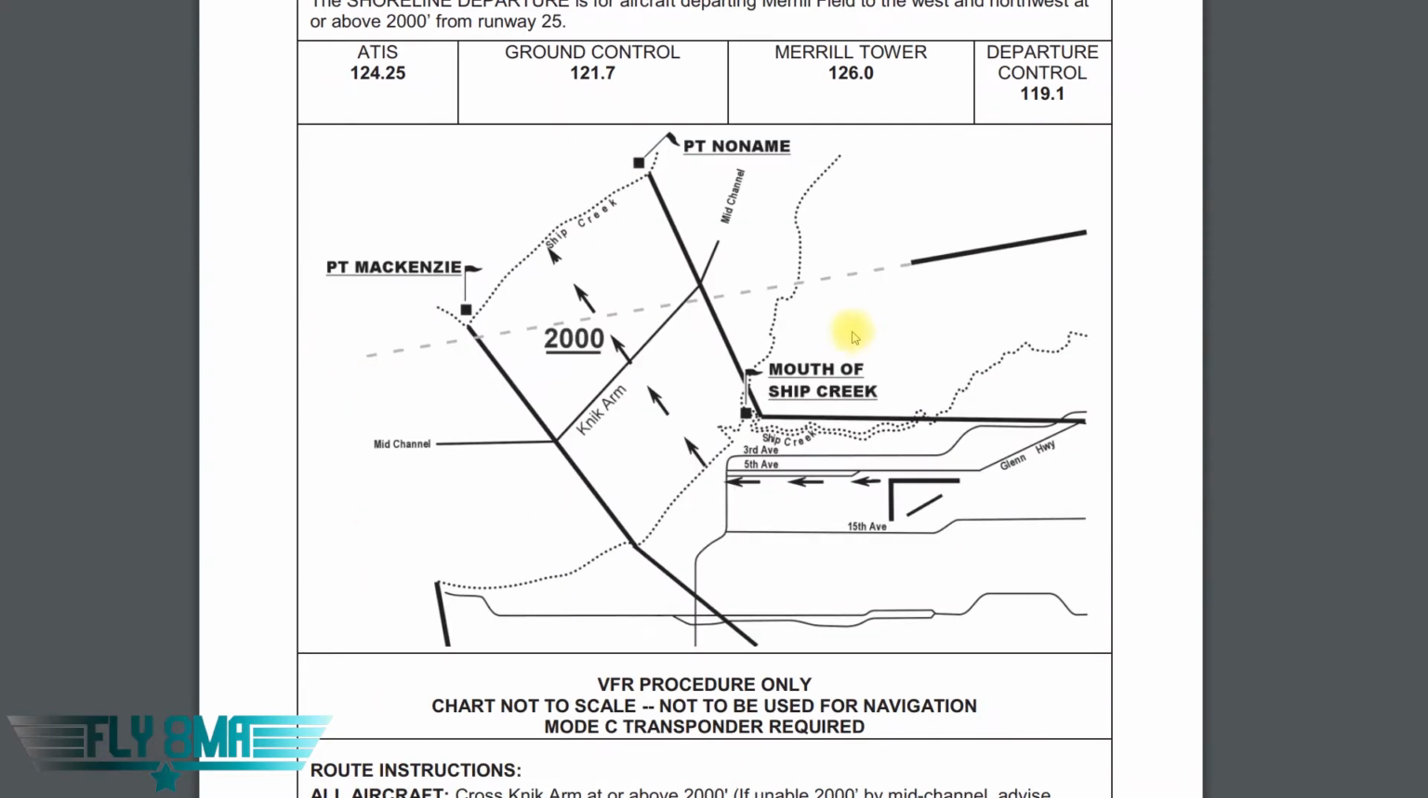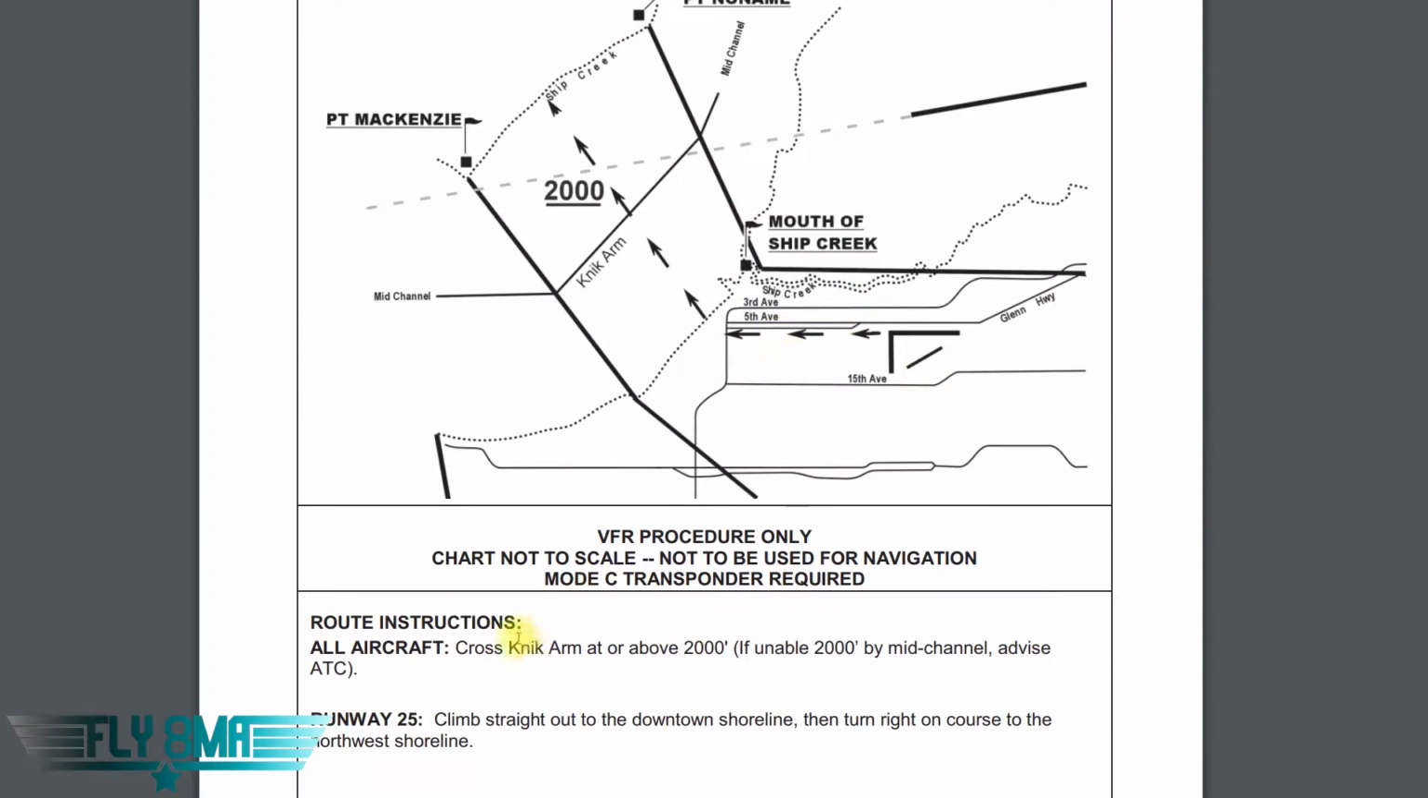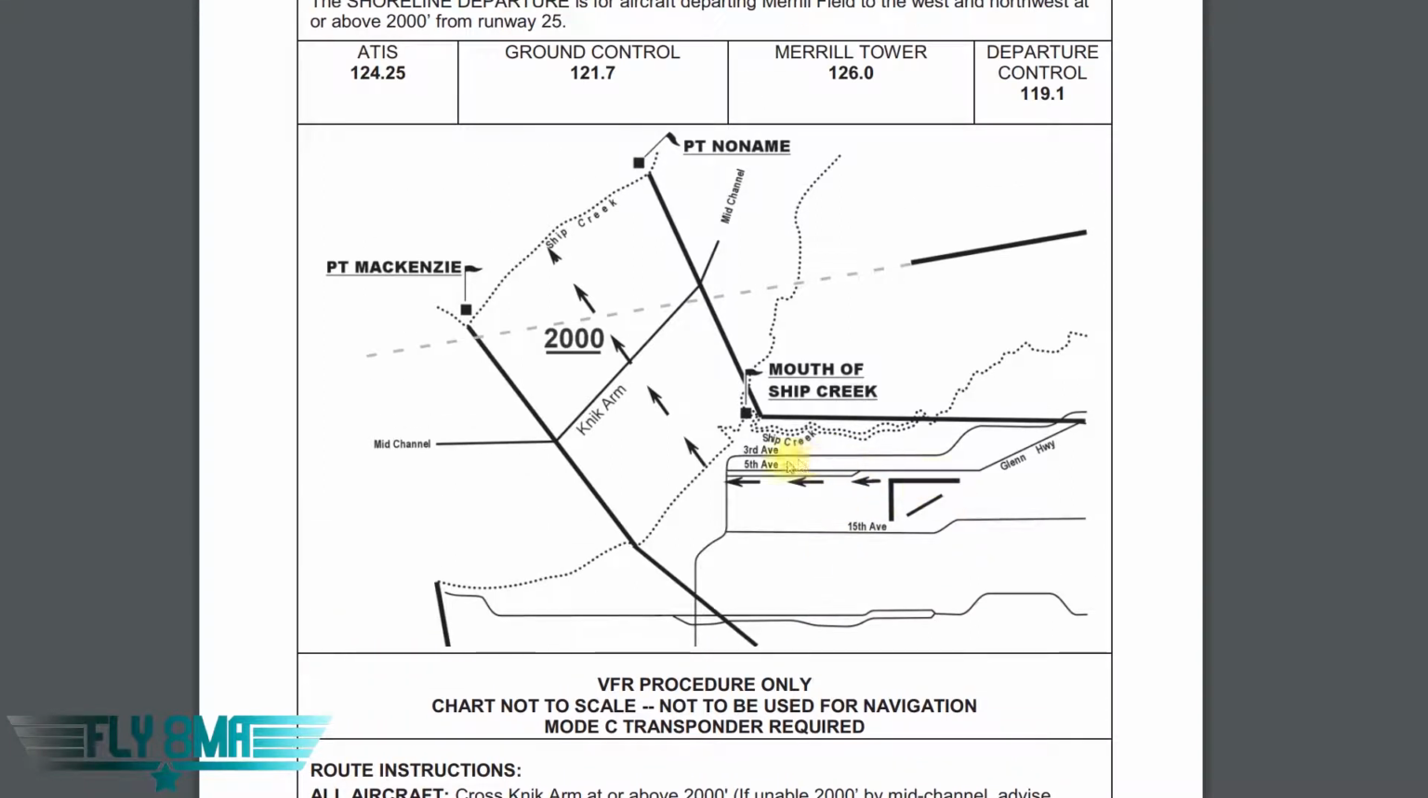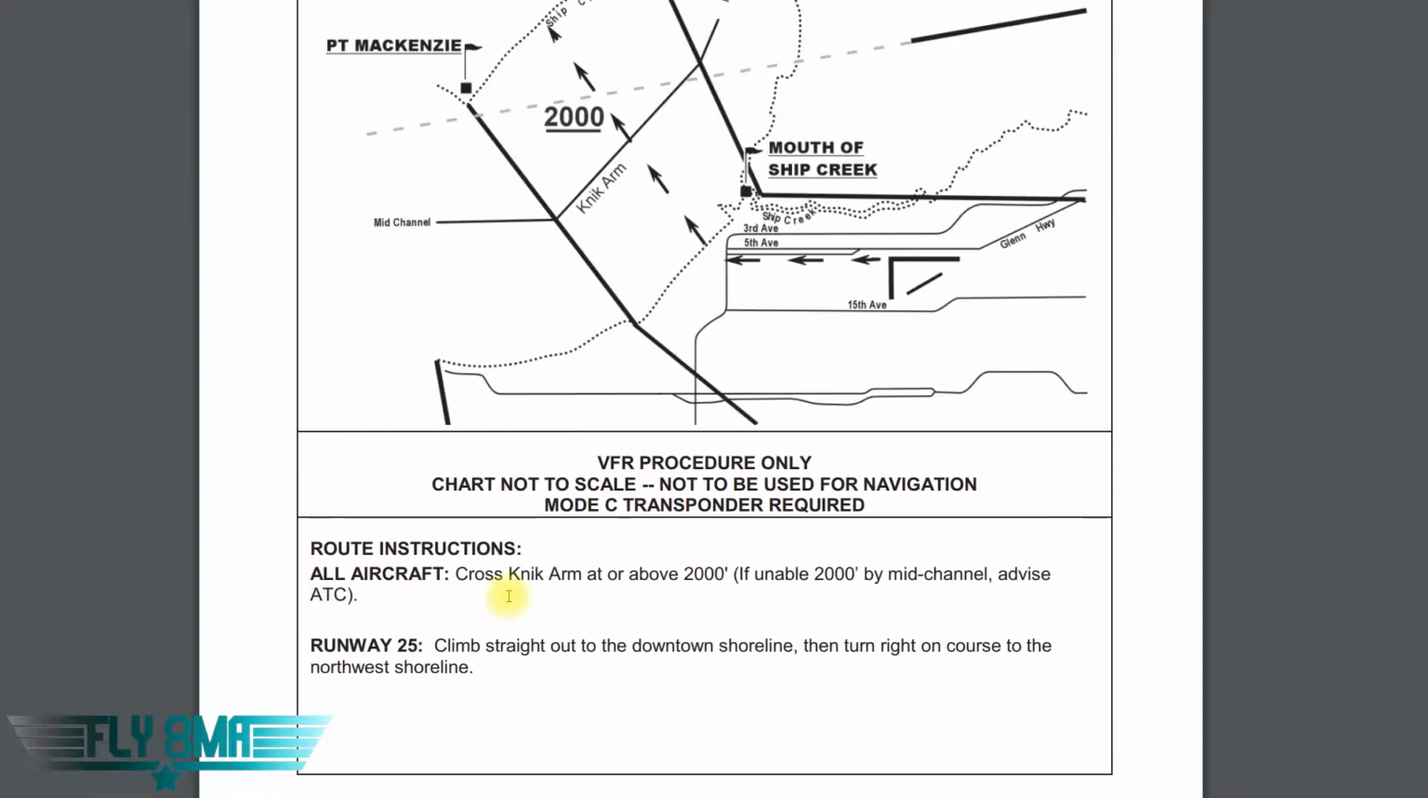Well, in this case, instead of climbing in a left-hand traffic pattern, they simply want you to cross the Knik Arm at or above 2,000 feet, and they're expecting you to be a little bit more high-performance aircraft. Maybe you're a 206 or a 180 or something like that. And so you actually can take off on a straight-out departure and climb straight to the downtown shoreline up to 2,000 feet and cross the Knik Arm.